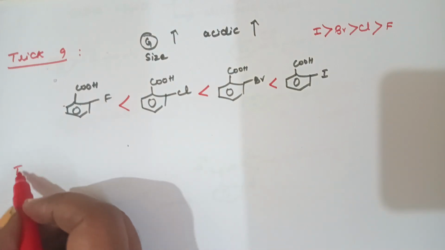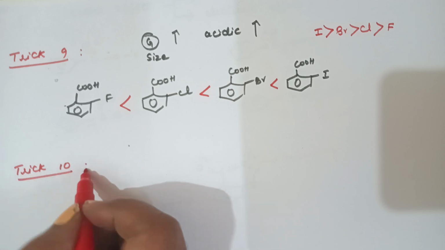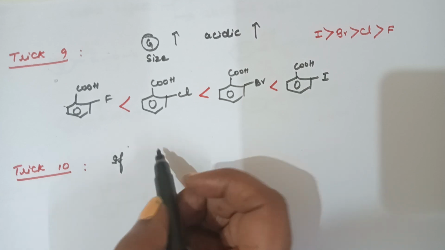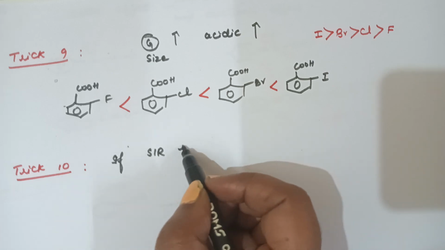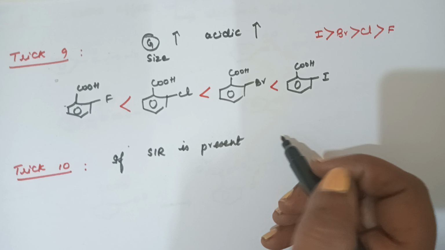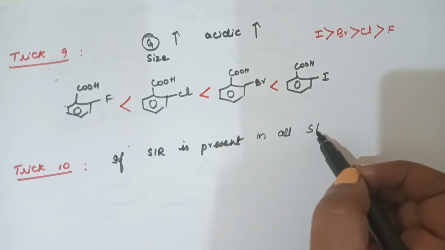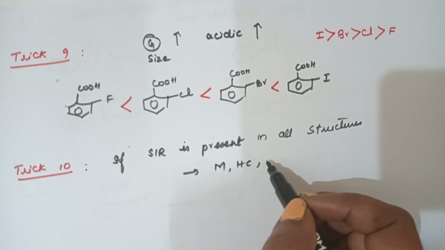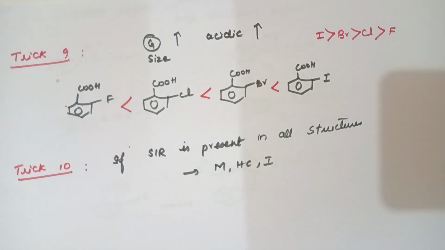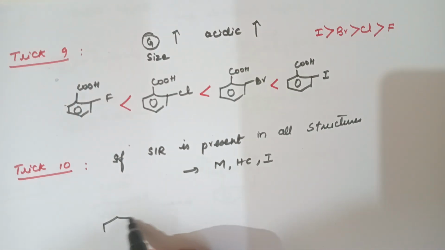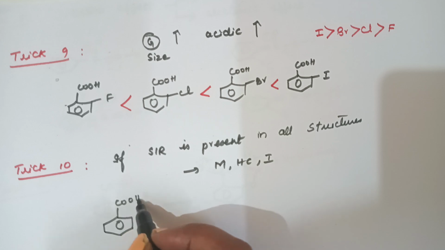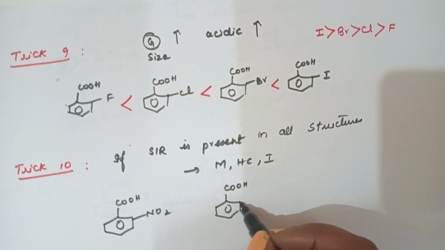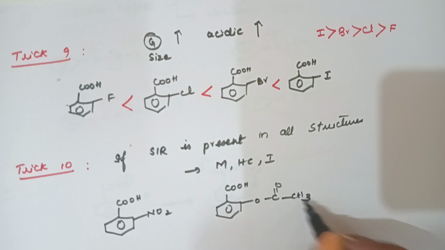So last, trick number 10. So if SIR, steric inhibition of resonance, is present in all the structures, then you have to check only M effect, hyperconjugation, and then I effect. That is, if a group is present, for example you take these two acids.